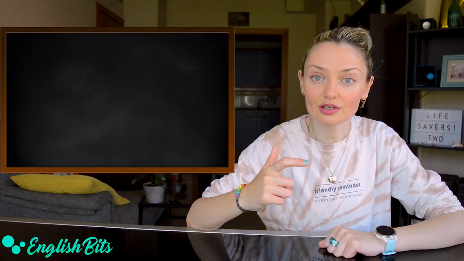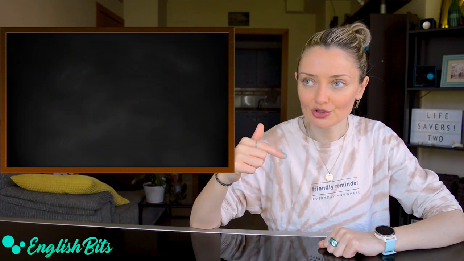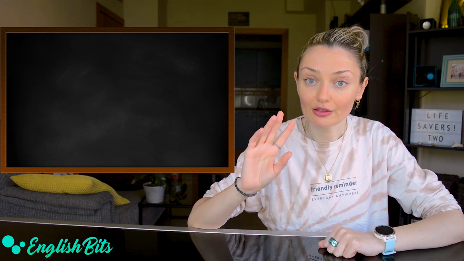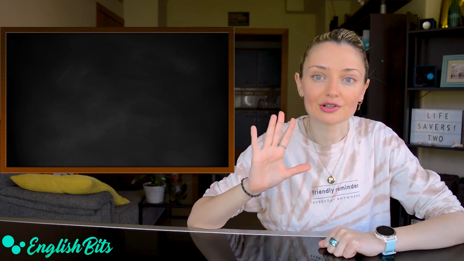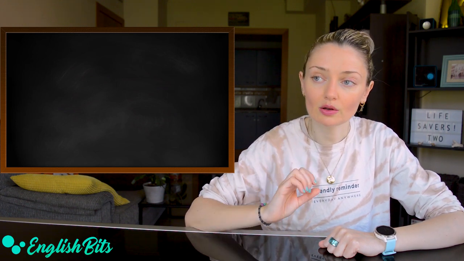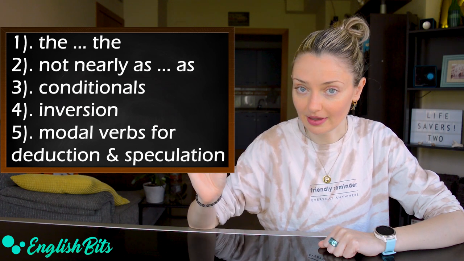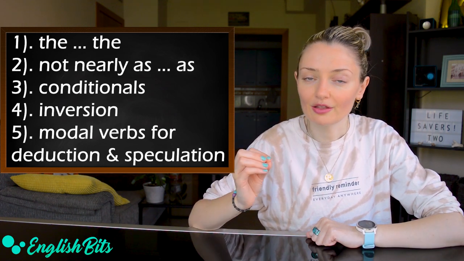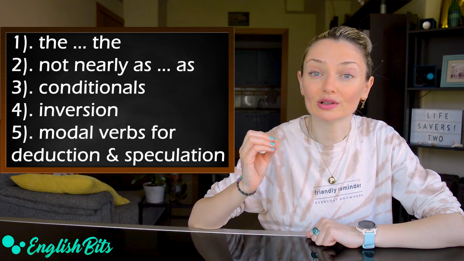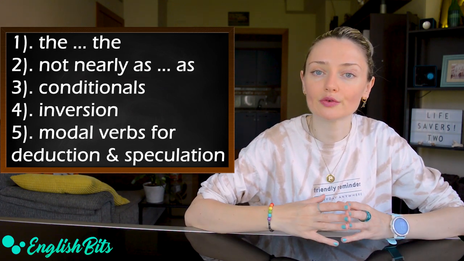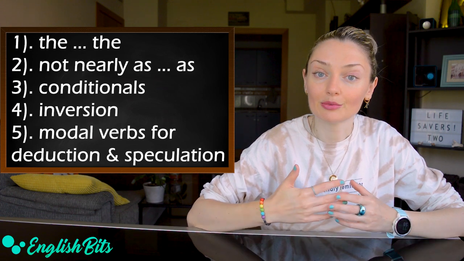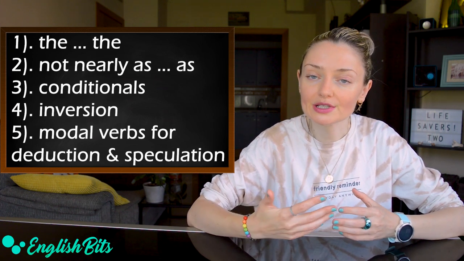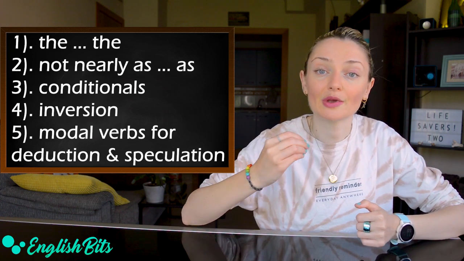So in the first edition that I made 2 years ago, I covered the following 5 grammar structures. The first one was the... The second one was not nearly as. The third one was focused on conditionals. Number 4 was focused on inversion, and number 5 on modal verbs for deduction and speculation.